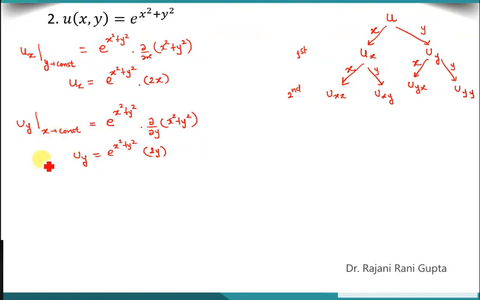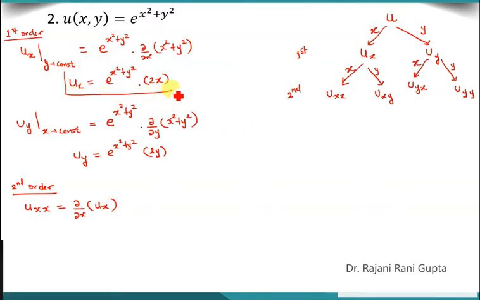Okay, so these are the two first order partial derivatives. Now let's go to the second order partial derivatives. So let's begin with uxx. When we are doing this, it means we are differentiating ux with respect to x, right? And the value of ux is this term.